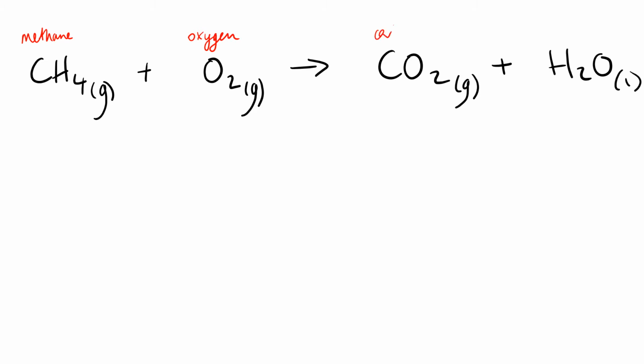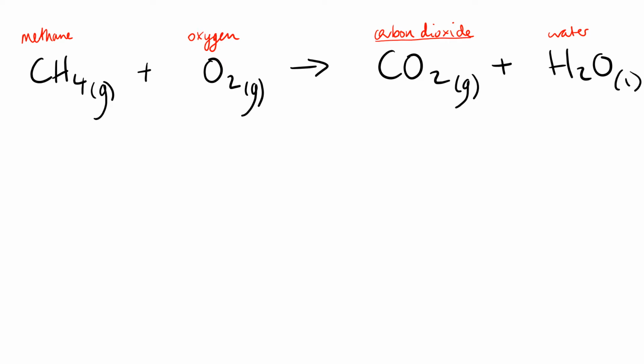to form carbon dioxide and water. This is an example of complete combustion, and we can tell that because it's a fuel reacting with oxygen to make CO2 and water. So the carbon dioxide present tells us that this is complete combustion.